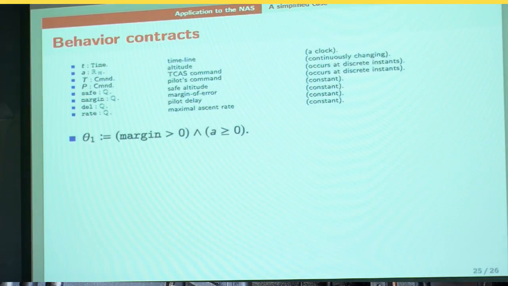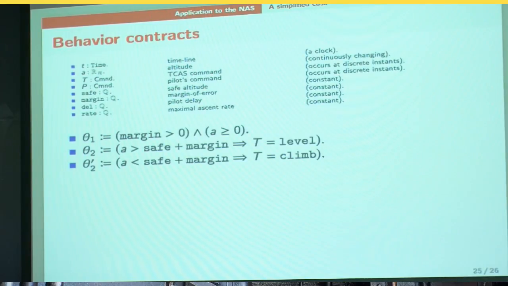So the first rule I need to prove safe separation is that the margin is greater than 0, and that the altitude of the plane is always greater than 0. And what's the margin about? The margin is just some number that I'm going to make a rule with. If my altitude is bigger than safe plus margin, let's say safe altitude is 10,000 feet and the margin is 100 feet, so if I'm more than 10,000 plus 100, you can stay level. And if I'm less than 10,000 plus 100, then climb. I just need to get higher than 10,000 to be safe.